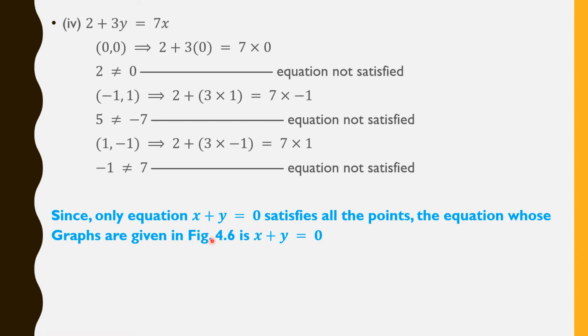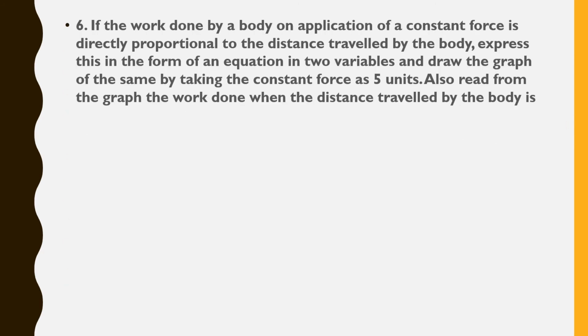So, the given graph of figure 4.6 is x plus y equals 0. Next question. If the work done by a body on application of a constant force is directly proportional to the distance travelled by the body, express this in the form of an equation in two variables and draw the graph of the same by taking the constant force as 5 units.